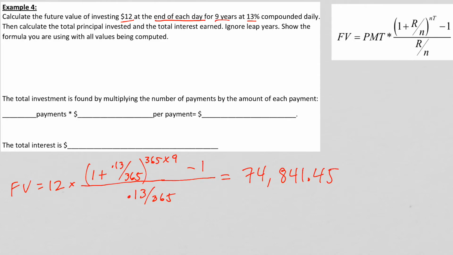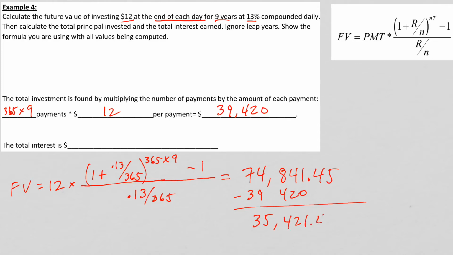All right, now we are making a total of 365 payments for 9 years. So a total of that many payments at $12 a piece. That comes out to $39,420. So this is going to be a total of $35,421.45 in interest.